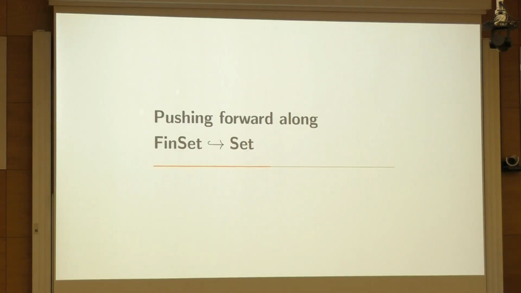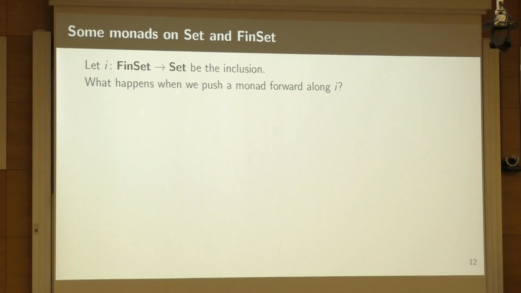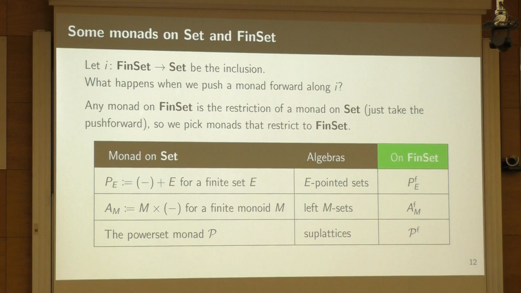And now I want to talk about some examples of these pushforwards. In the spirit of the ultrafilter monad that I talked about, I'm going to be looking at pushing forward monads from finite sets to sets. So let me introduce what those monads are going to be. Something funny happens here, and that's that every monad on finite sets is really the restriction of a monad on sets. A quick way of checking that is just take the pushforward, and when you restrict it, you get the same monad. So really, we don't have that many monads to work with, and these are the three most straightforward monads I can think of in the category of sets that do restrict to finite sets.